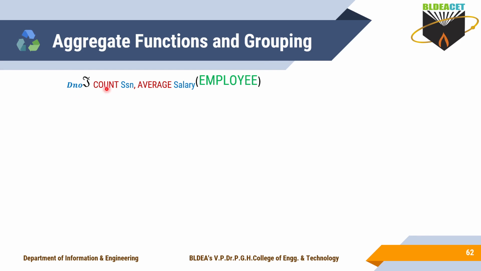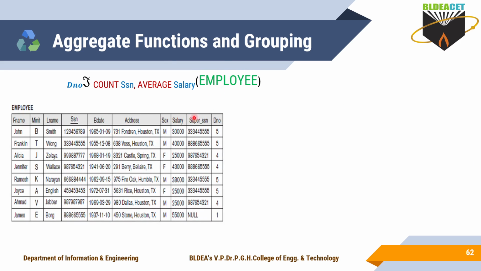Next is grouping. As I told, if you want to group, then you are also using the same script operator, and by which attribute you want to group, that attribute name you have to specify here. And next is script F and functions. What are the functions? For which attribute you want to specify the functions, and from which table or relation, that relation name you have to take here.